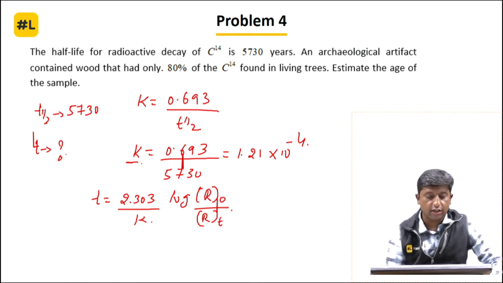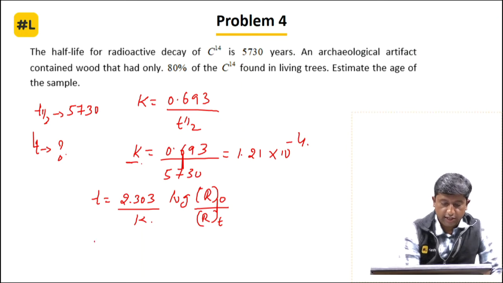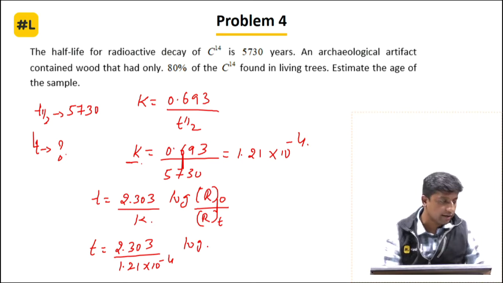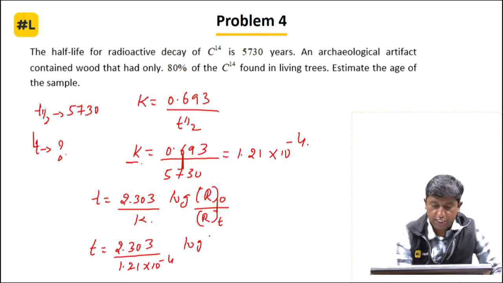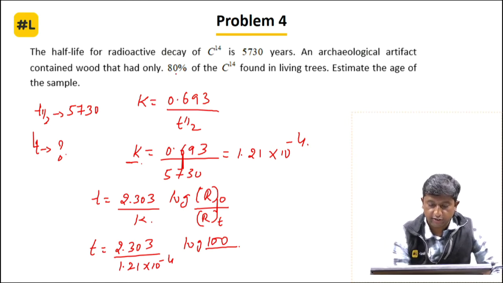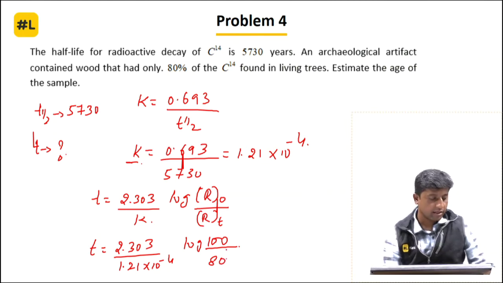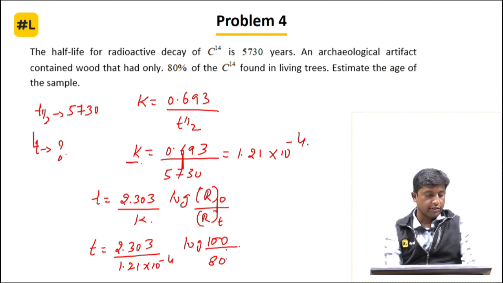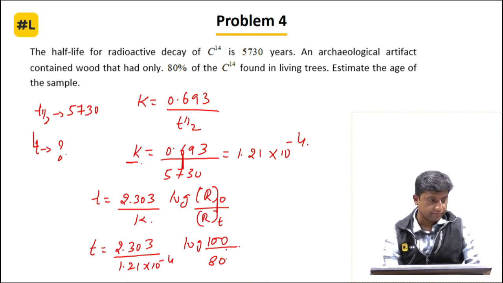So here you know the value of k. So t will be equal to 2.303, the value of k is 1.214 into 10 power minus 4, into log of percent, which means per 100. So the initial concentration will be 100, and at the time interval t, the concentration they have given is 80%. Come on, I want the answer. Any one of you calculate it fast and tell me the answer. I will give you just 10 seconds for it.